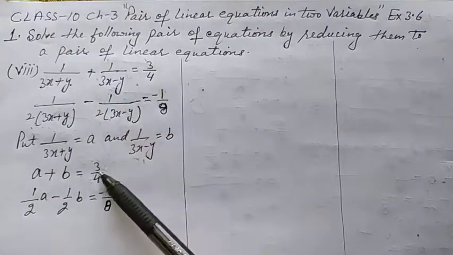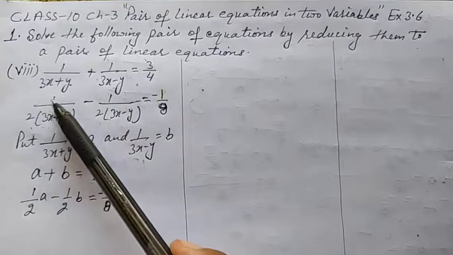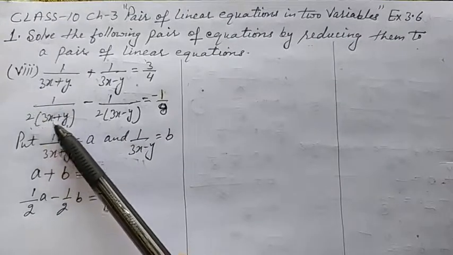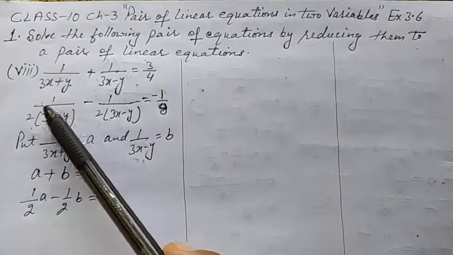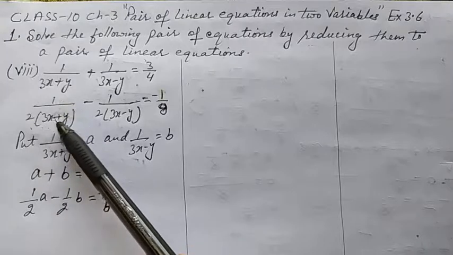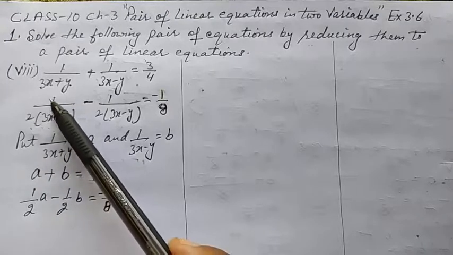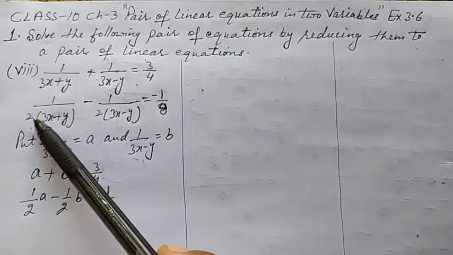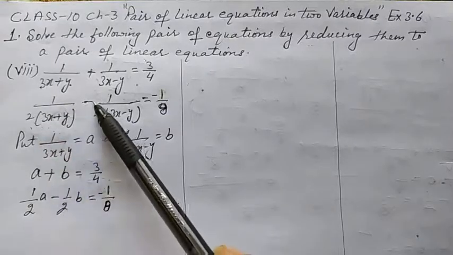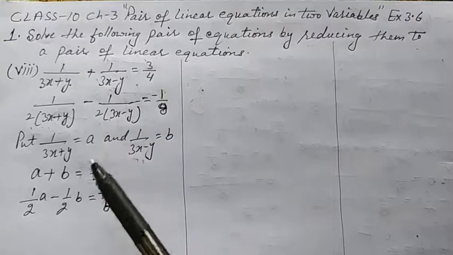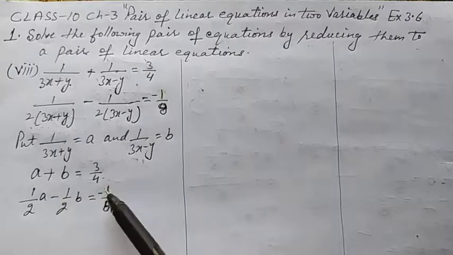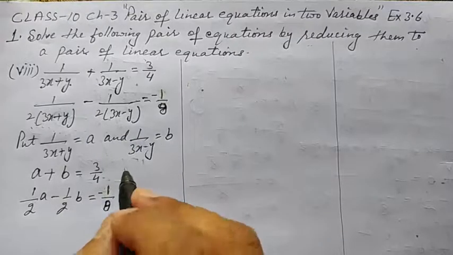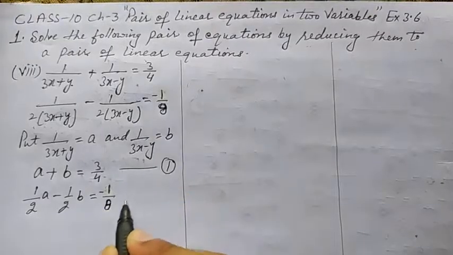This is what I have done here, and here it will become 1 over 2 into 3x plus y. It means it is 1 over 2 into 1 over 3x plus y. So it becomes here 1 over 2 into 1 over 3x plus y is a. So 1 over 2a it is, and this will be minus 1 over 2b. So it is minus 1 by 8 then. So this is equation 1 now, and this is equation 2.